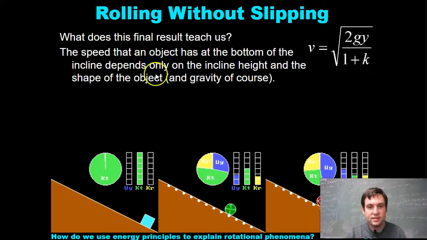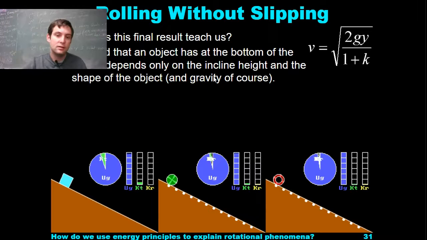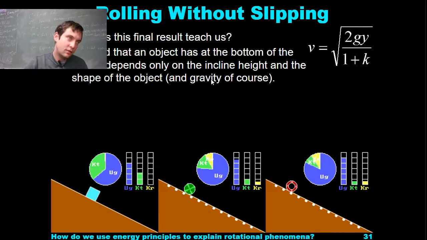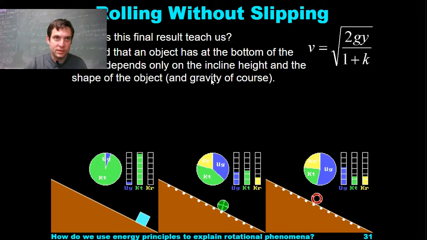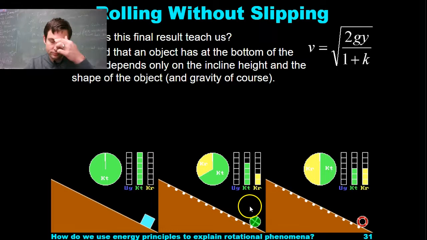What does this tell us? The speed an object has at the bottom of the incline depends only on the incline height and the shape of the object. And gravity. There has to be gravity, otherwise it's not happening. Is gravity accelerating these things down? No, it's that parallel component of gravity, right?